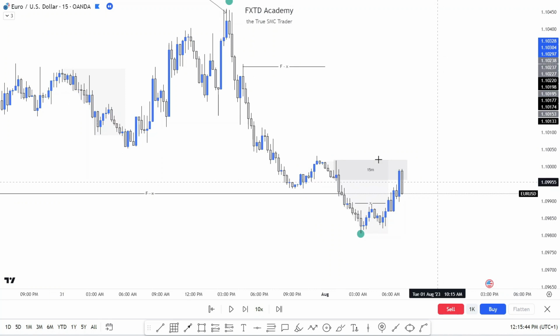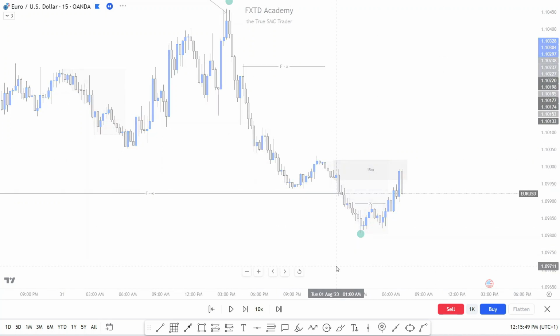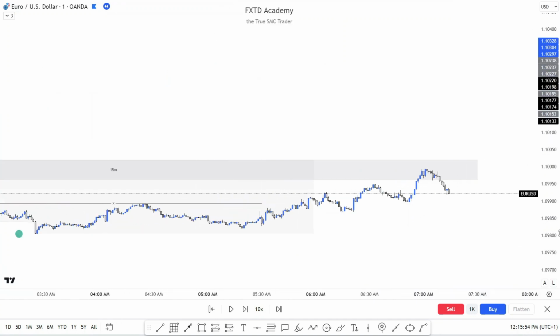So at this point we can go to a lower time frame, and going to the lower time frame we can look for potential entries. All right, what do we want to do?